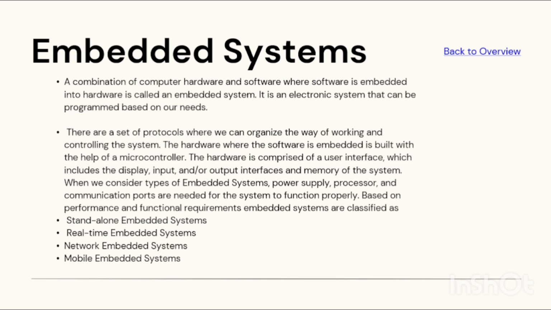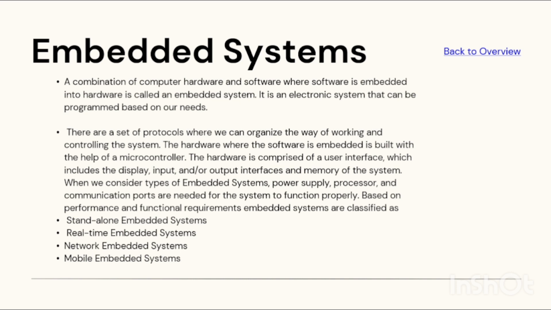So this is called an embedded system. An embedded system can be used to design any sort of things. If we face any problems in that embedded system, we can also rectify that by changing the architecture and changing the algorithm of the embedded system. So there are a set of protocols where we can organize the way of working and controlling the system.